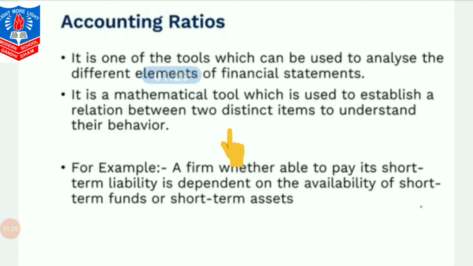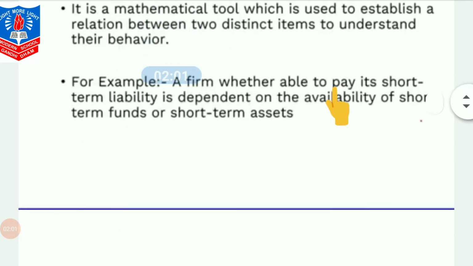When two accounting figures are expressed mathematically, it is known as accounting ratios and financial ratios. For example, if anyone wants to know the short-term liability position, then the short-term funds or short-term assets of the business which are available in these financial statements are taken as the base to find out their relationship or to know the status of the business. Okay, so let us study them in detail.